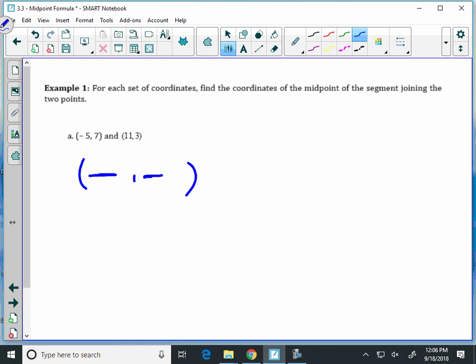So again, I'm just finding the average. So what comes first in a point again, x or y? X. Okay, so it might help if you label 2. This is x, that's y. This is x, and that is y. We'll find the average. We're finding the average of the x's, so I'm going to add my 2 x values together, divide by 2. Add my 2 y values together, divide by 2.